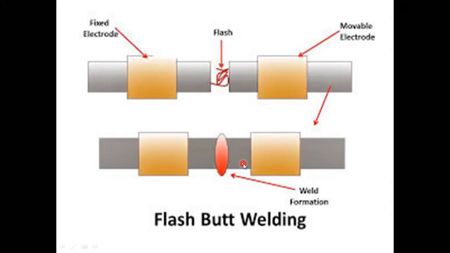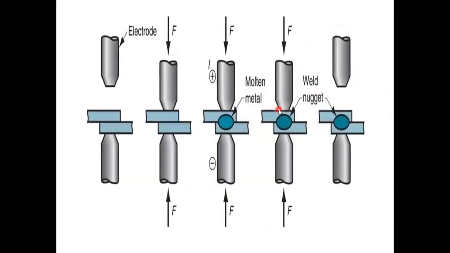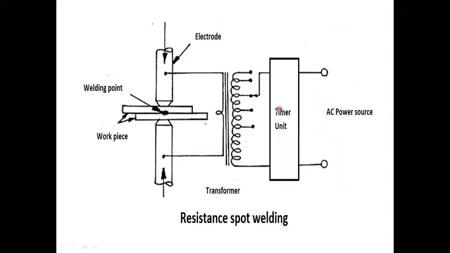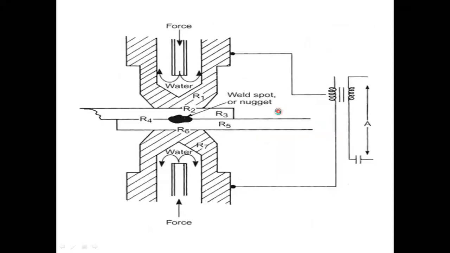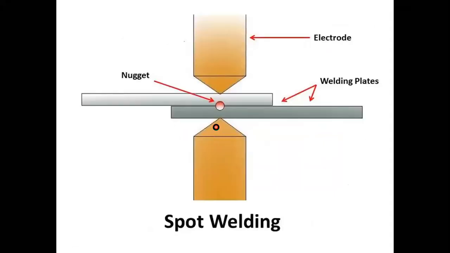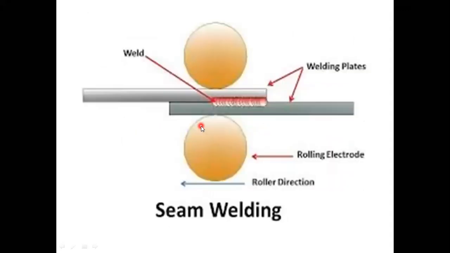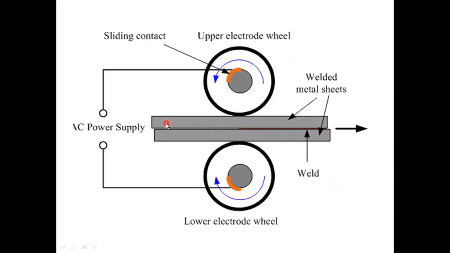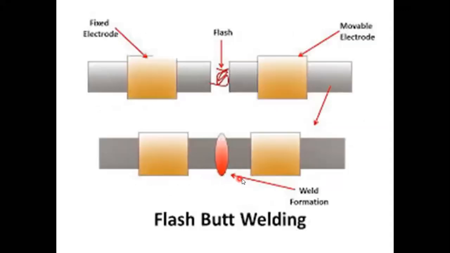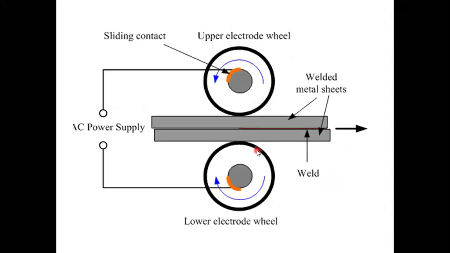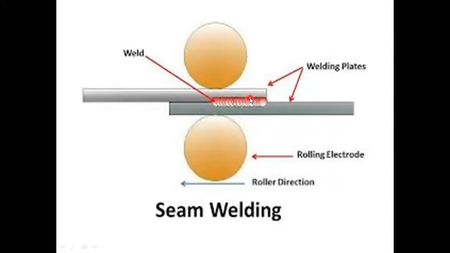And what are the advantages and disadvantages of this type of joining? Because we have already seen this is resistance joining. Meaning one is spot joining, another is projection joining, another is seam joining, this is also seam joining, and this is flash or bar joining. So each and every type has some disadvantages and advantages.